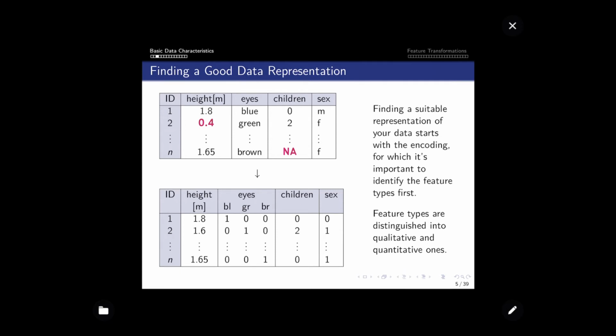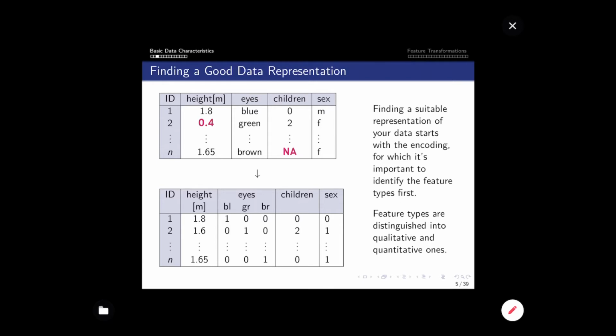The first step is that we actually have to create our data matrix. That means that the data has to be represented by real values. The process of making these features, which for example denote categories, and converting them into numbers is called encoding. And for this we need to be aware of what the feature type is, because depending on the feature type, some encodings make more sense than others.